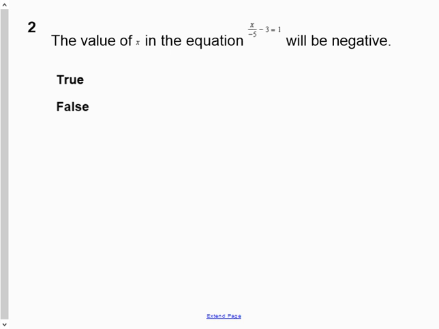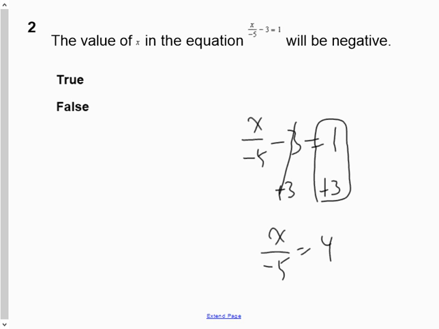Question 2, the value of x in the equation a negative fifth of x minus 3 is 1 will be negative. Well, in this case we can do one of two things. We can try and do it by inspection, but probably the easiest way is simply to write it out and solve for x to see if it is going to be a negative answer. So first thing I would want to get rid of is my constant, so I'm going to do opposite operations by adding 3. I have a negative fifth of x equals the sum of these two, which is going to be 4. I'm now going to multiply both sides by negative 5, to create a 0 or opposite operations. I'm going to end up with negative 20. So is the value of x negative? Yes, it is. So therefore 2 is true.